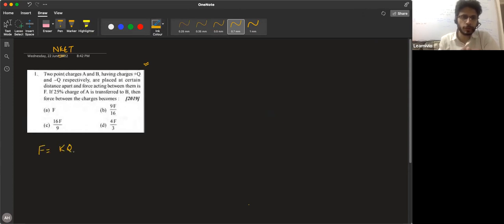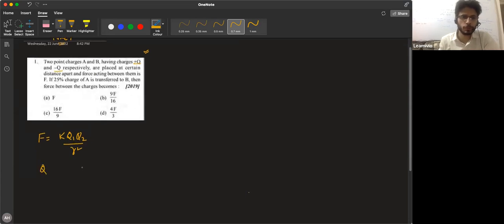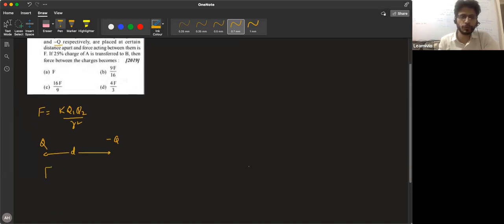It's F is equal to K Q1 Q2 divided by r square. So you have two charges, a charge plus Q and another charge minus Q, placed at a distance d apart, and the force acting between them is F. So the force between the charges is KQ square divided by d square. When we calculate magnitude, no need to write this negative sign. That's my first equation.